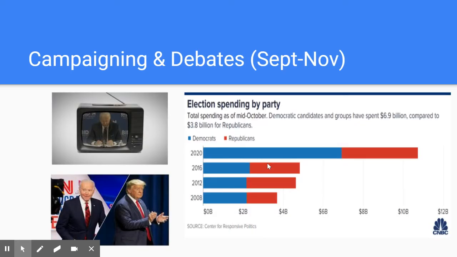And then from September to November, you actually see all the campaigning. So the primary process is actually longer than the campaigns that the parties have against each other.